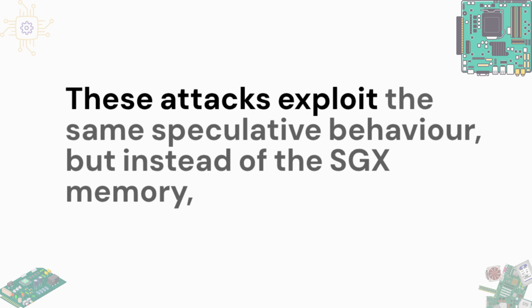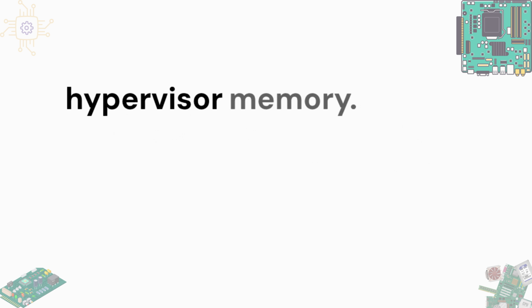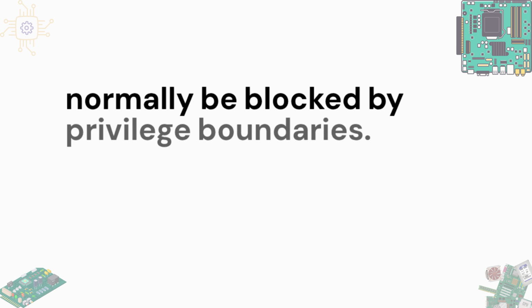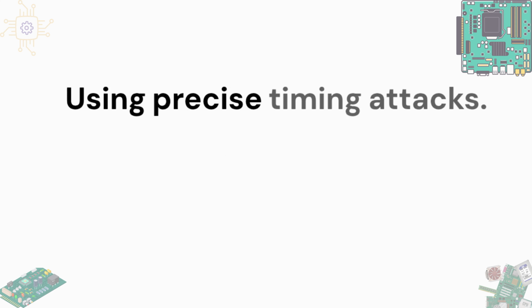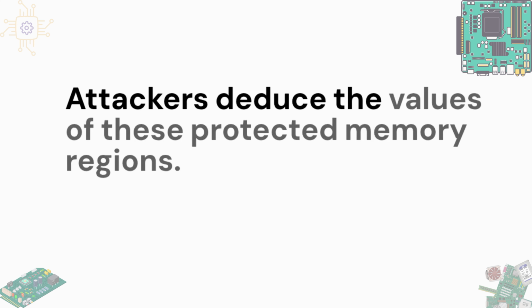These attacks exploit the same speculative behavior, but instead of SGX memory, they target kernel memory in Foreshadow-OS and virtual machine guest memory and hypervisor memory in Foreshadow-VMM. Attackers cause speculative execution of memory loads that should normally be blocked by privilege boundaries. The memory is accessed transiently by the CPU during speculation, and though it's later discarded, it influences the cache state. Using precise timing attacks, microarchitectural side channels, attackers deduce the values of these protected memory regions.